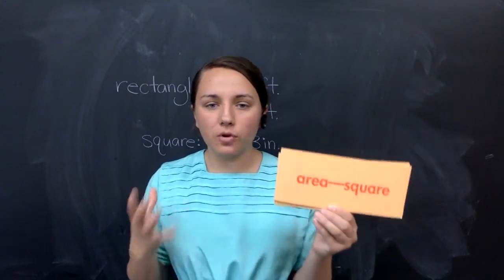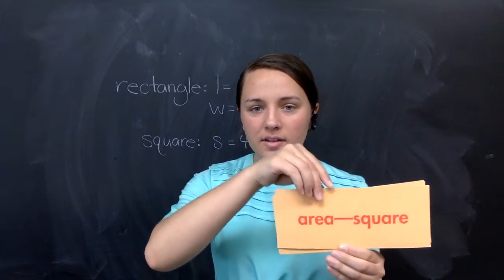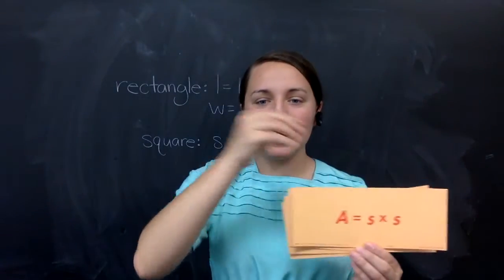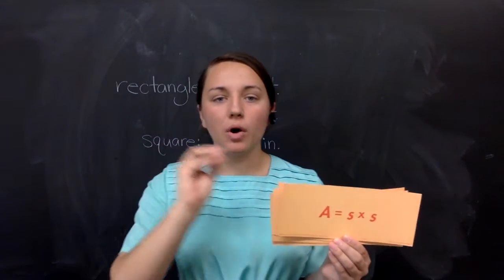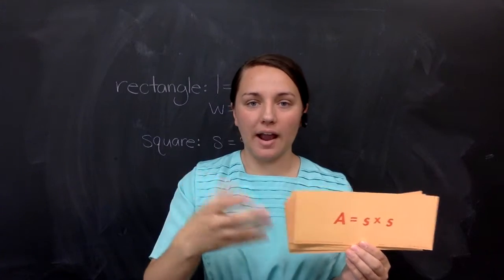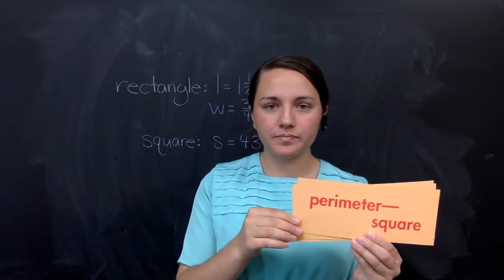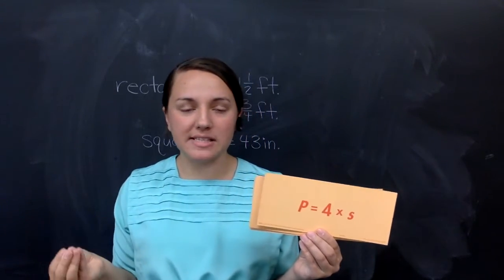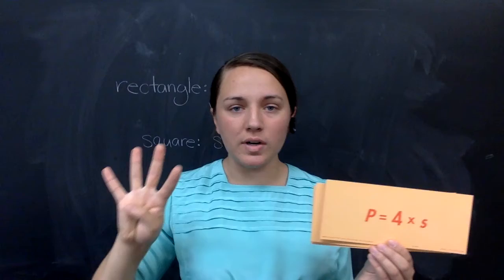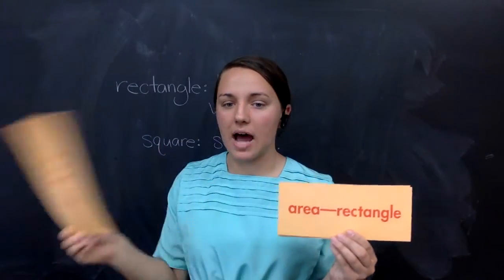First of all, what is the formula for finding the area of a square? That is A equals S times S. So you take the side and you multiply it by the side, and that gives you the area. What's the formula for finding the perimeter of a square? P equals 4 times side, because there are 4 sides on a square and they're all the same length. So you go 4 times 1 side.